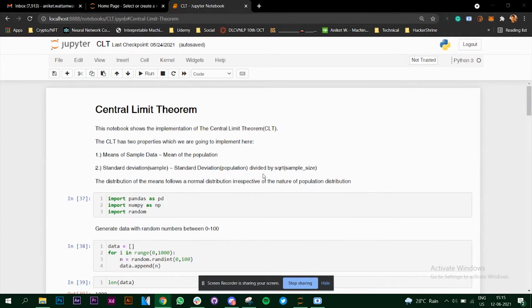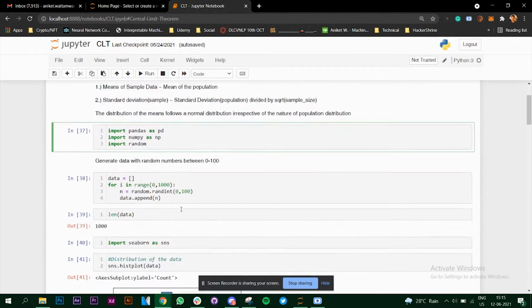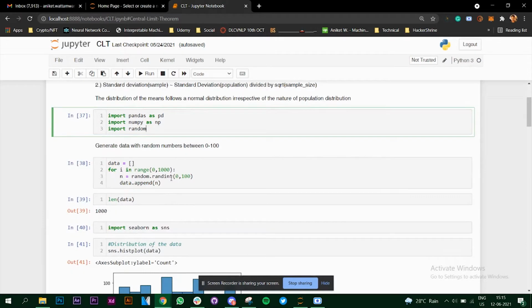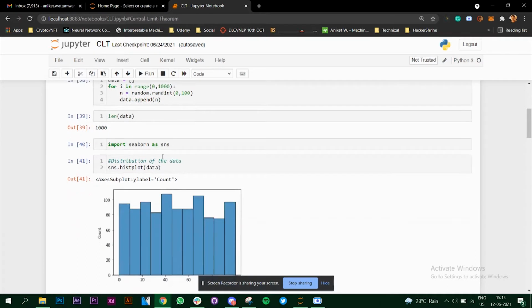So we are going to use Python, and here I'm importing all the libraries, and we are going to create random data. So I'm going to pick numbers from 0 to 100, and we are going to pick 1000 such numbers. So this is going to be our data set. And to check the distribution of our data, I'm going to use Seaborn. So the histogram plot looks something like this, which is not normally distributed.